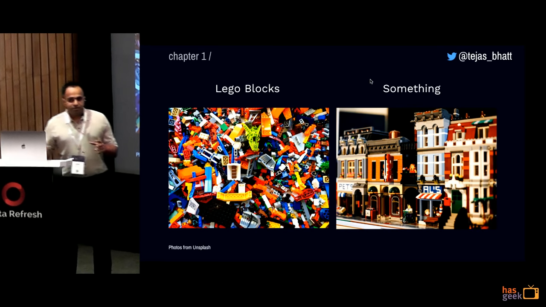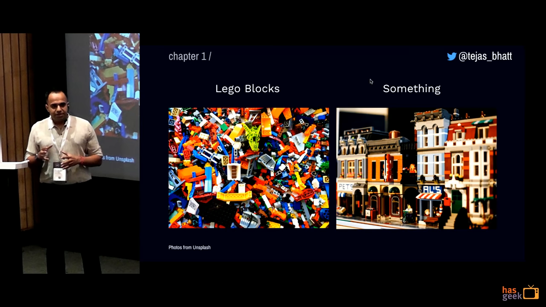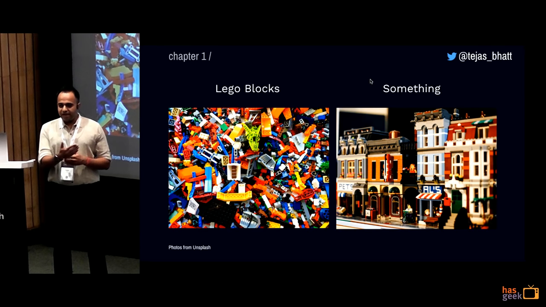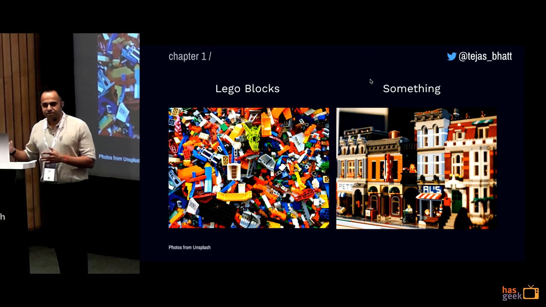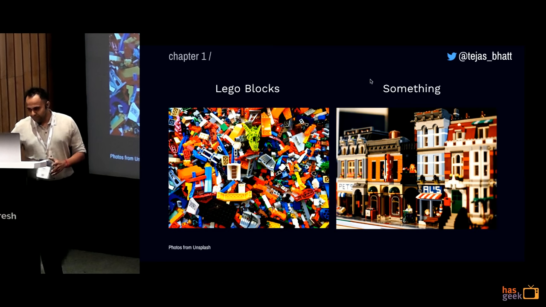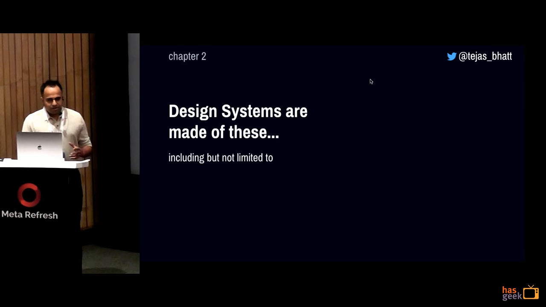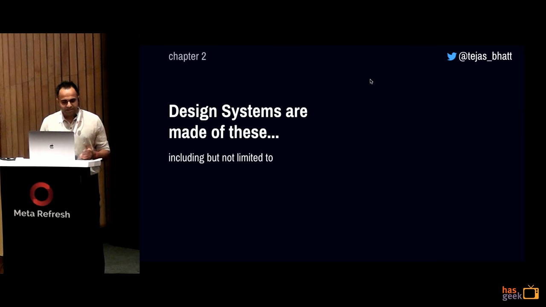So if you think of components and different ingredients as Lego blocks, the design system is the guidebook that tells you how to make a Stormtrooper or a castle out of those Lego blocks. So just to see some of the ingredients of a design system.